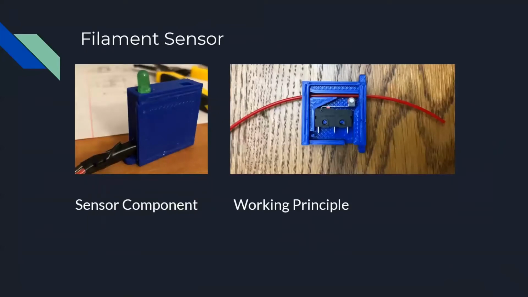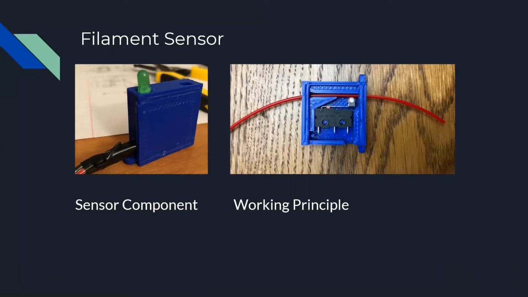And the filament sensor works a little bit differently. Its purpose is to sense whether or not filament is present going to the printer, because otherwise the printer has no way of knowing if filament is going to the extruder, and it will continue to print even if filament is out.